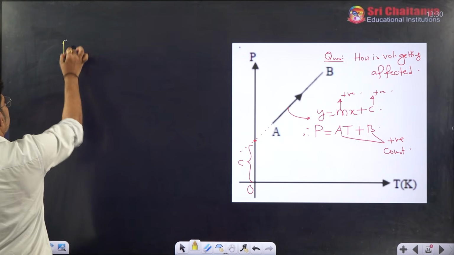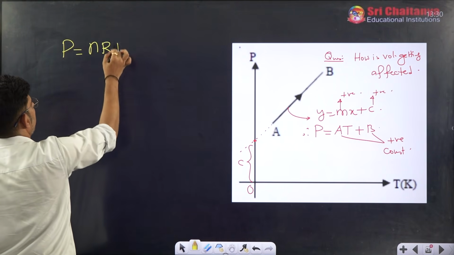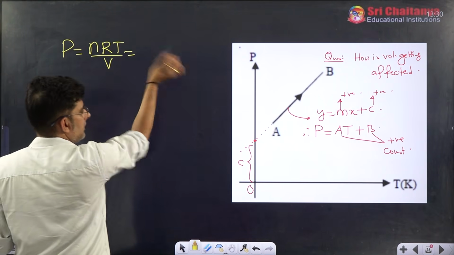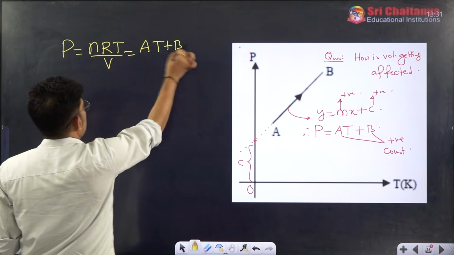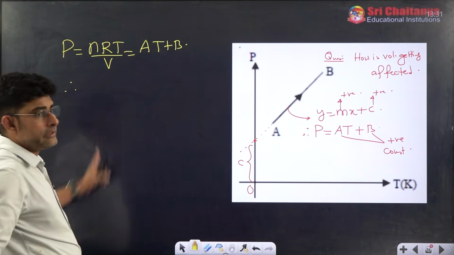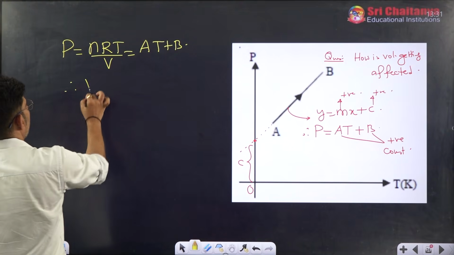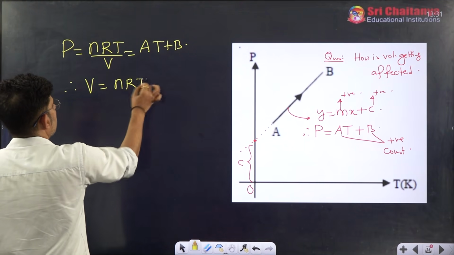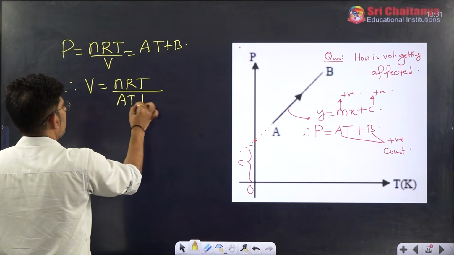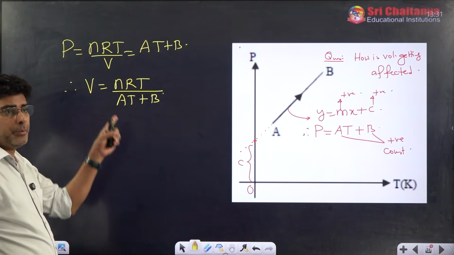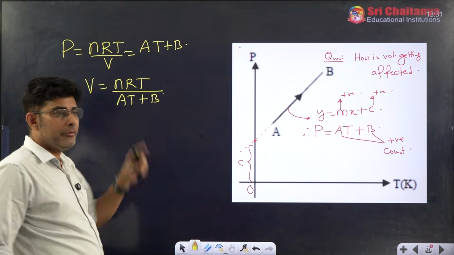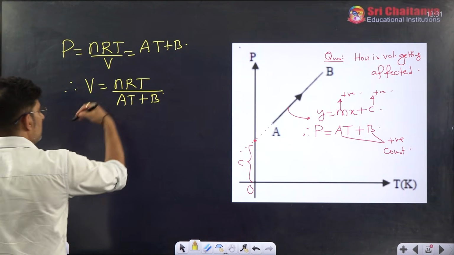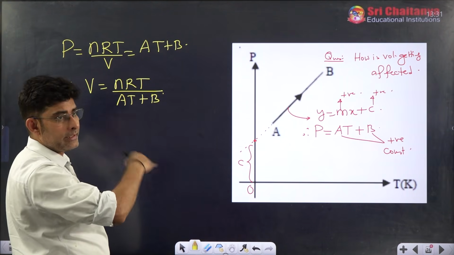So I said we can substitute P is equal to nRT by V. This is the use of PV equals nRT. So you can write AT plus B. From here we are interested in volume. Take volume on one side. Volume will become nRT by AT plus B. But there is a big problem. In the numerator T is there, in the denominator T is also there. So what we have to check is to try to bring T on only one side, eliminating it from the other.